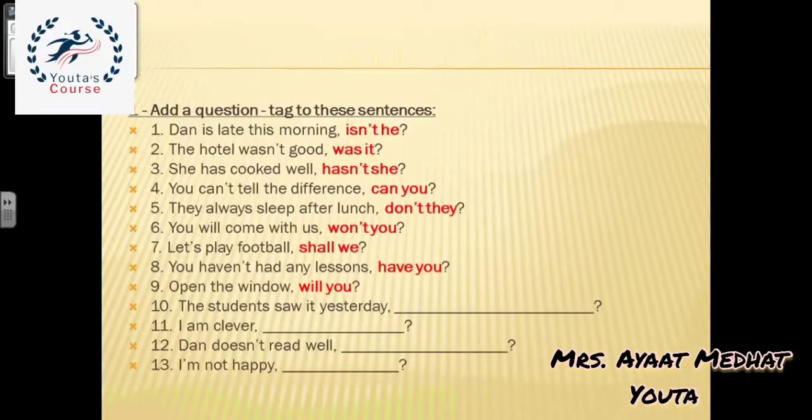The students saw it yesterday. So it's a verb in the past tense. And we don't have any of verb to be, any of verb to have, any of the modal verbs. So we will use did. But the sentence is in the affirmative case, so it will be didn't. The students, its pronoun is they. So it will be didn't they?